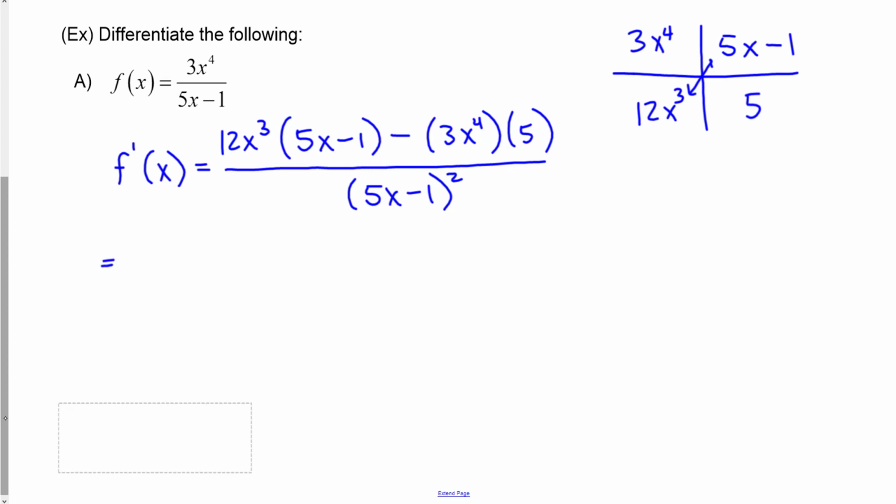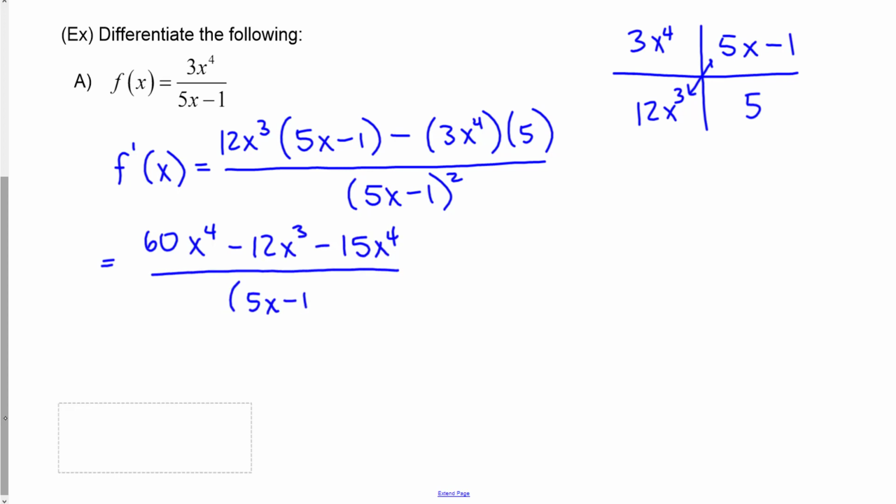Now, the numerator could be simplified by just multiplying the 12x cubed through and then doing the 5 times the 3x to the fourth. So 12 times 5 is 60. x cubed times x is x to the fourth power. So then 12x cubed times negative 1 would be minus 12x cubed and minus 15x to the fourth. Then in the denominator, I'm not going to expand that denominator because often it's the factored form that's considered the simplest form. So it's already factored, just leave it as is.